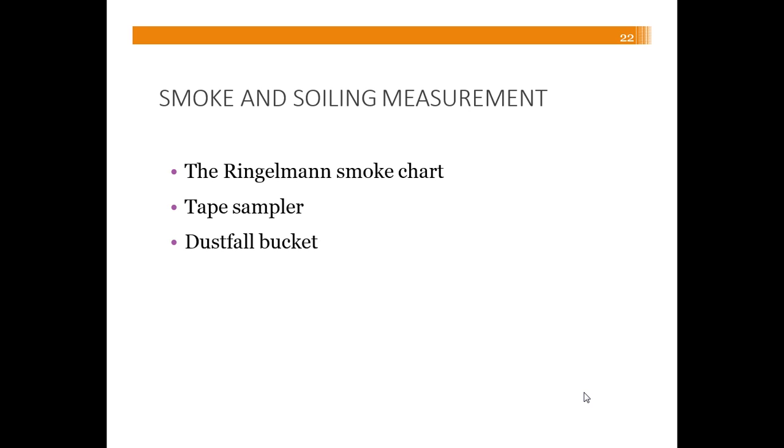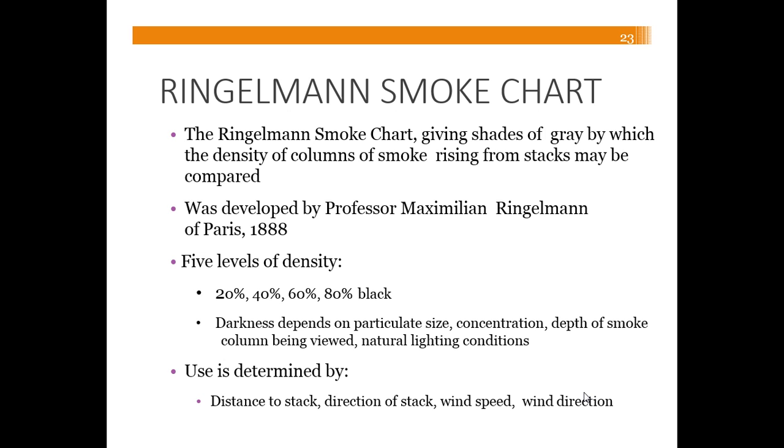Alright, so moving on. We're going to talk now about how we measure smoke and soiling, I beg your pardon. We would look at these three methods of measurement very briefly. The first one is the Ringelmann smoke chart. You should be familiar with this one. The Ringelmann smoke chart gives shades of gray by which the density of columns of smoke rising from stacks can be compared. So this really is a visual measurement.